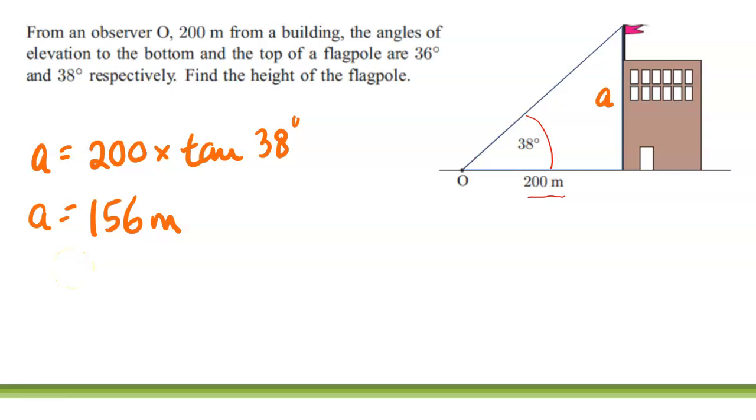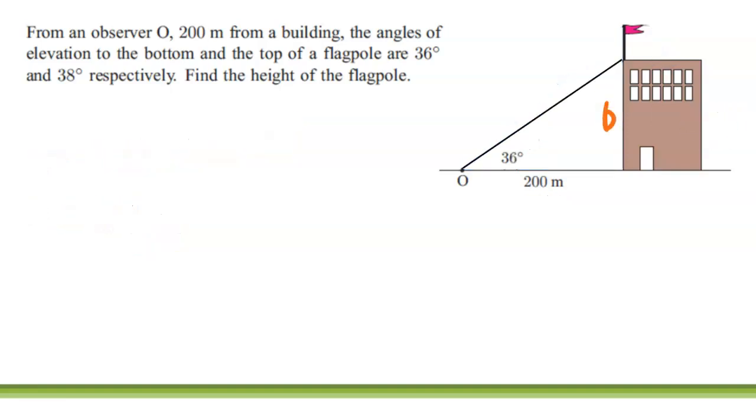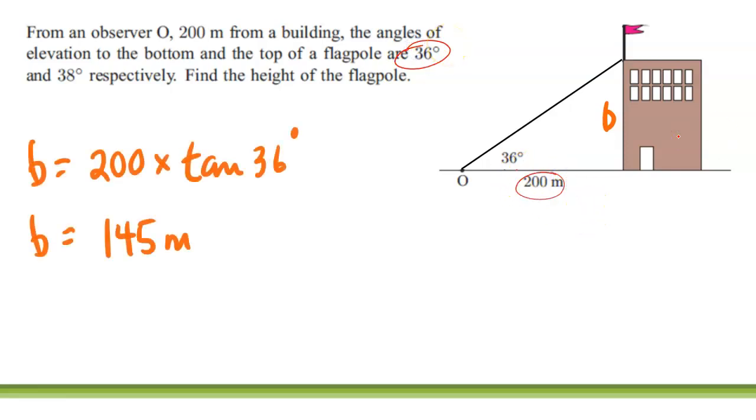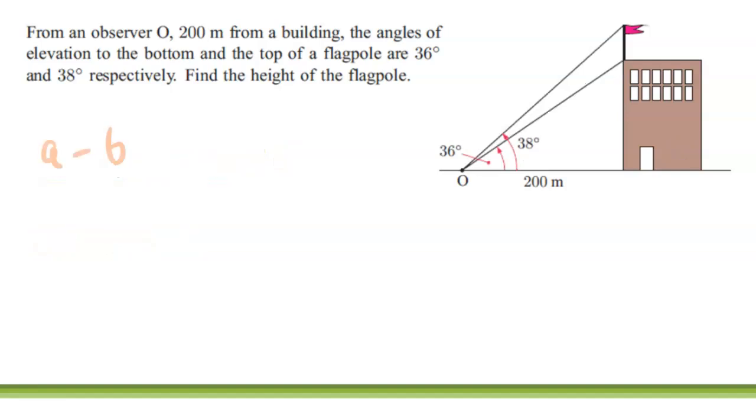Secondarily, I'm going to work out just the height of the building, because if I can, I know that this height of 156, which is the flagpole and building combined, I can remove the building, leaving me with just the height of the flagpole. So what do I have now? I redraw a new triangle and I bring back the 36-degree information. 200 remains the same, and I follow along and I see that the building itself must just be 145 meters using tangent principles. And so now all I need to do is find the difference between those last two calculations.